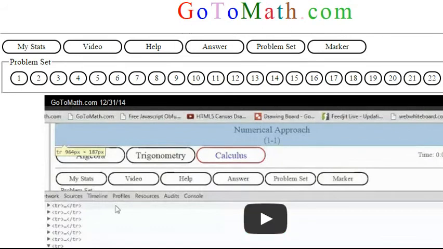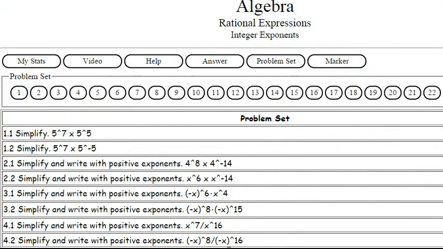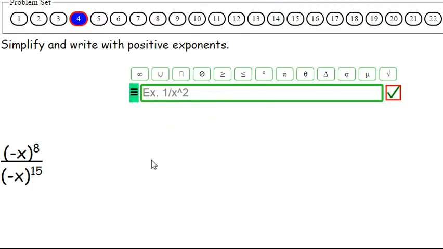Okay, we're over here at gotomath.com. Click on the algebra. Let's go down to integer exponents. 4.2. Simplify and write with positive exponents. So we've got negative x to the 8th over x to the 15th. Alright, let's see if I can remember that.